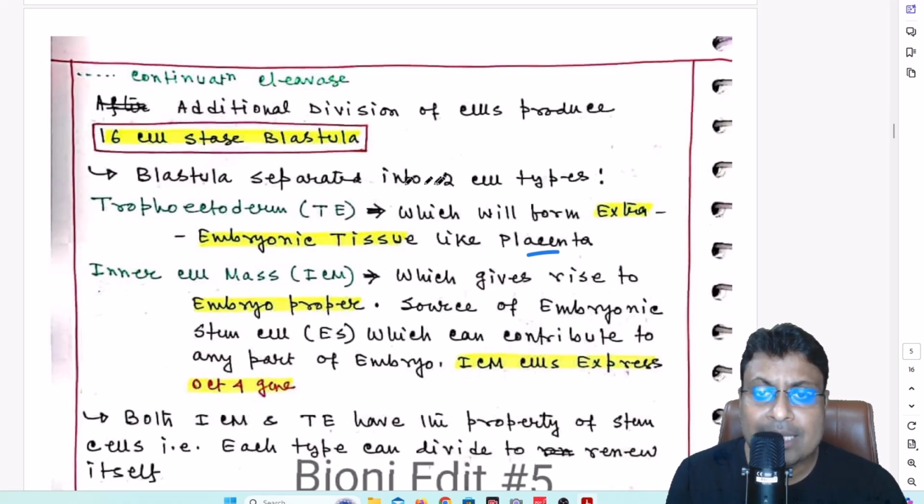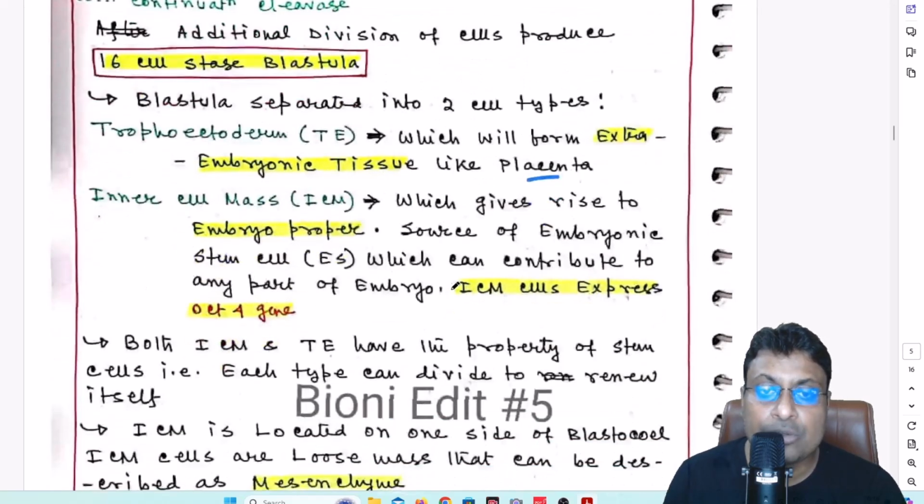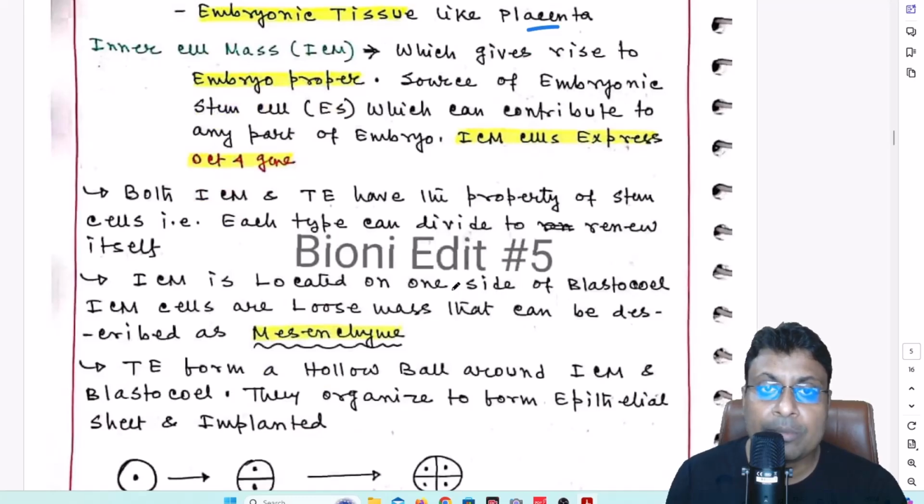Then the blastula is separated into two cell types, the trophectoderm and the inner cell mass. So differentiation, or separation, can be seen in the blastula, right? But in the case of the morula, no differentiation can be seen. The trophectoderm will form extraembryonic tissue like the placenta, and the inner cell mass gives rise to the embryo proper and is the source of the embryonic stem cells, which can contribute to any part of the embryo. The inner cell mass expresses a special gene known as the OCT4 gene.